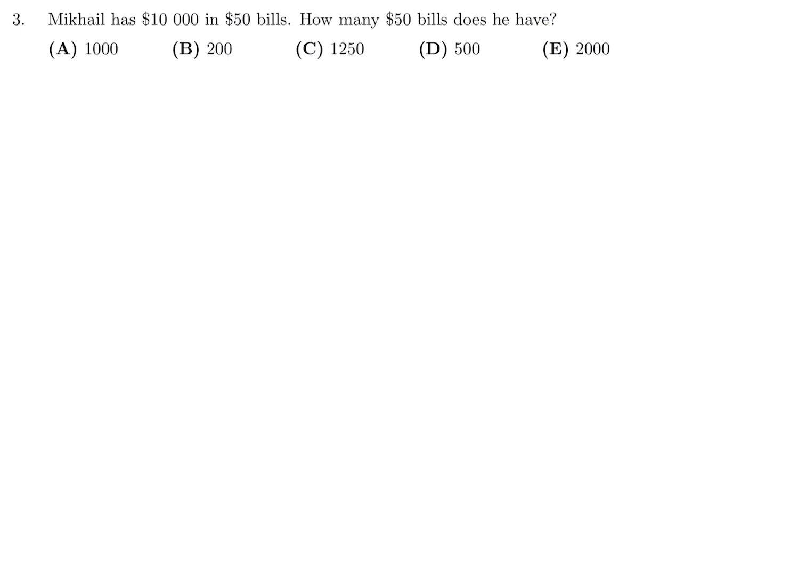Mikhail has $10,000 in $50 bills. How many $50 bills does he have? So 10,000, you will divide by 50, and the answer to that is 200, and therefore he has 200 $50 bills. So number 3, the answer is B.